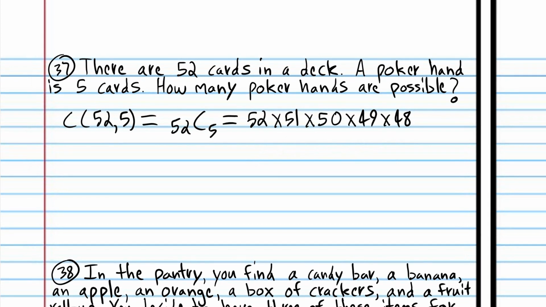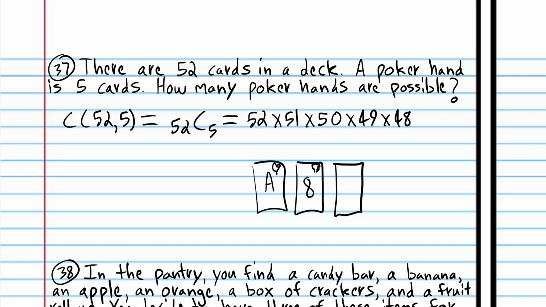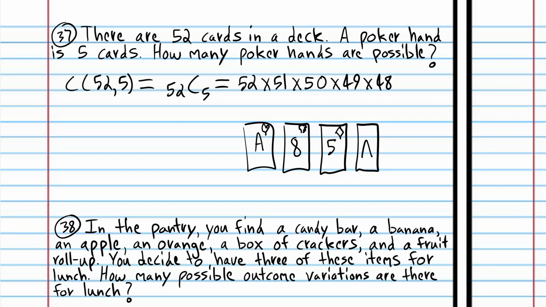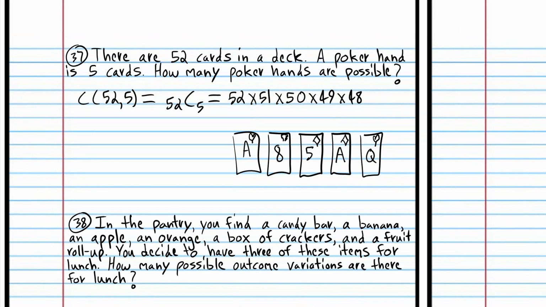But if you get a poker hand, let's say you get the ace of hearts, and let's say you get the 8 of clubs. I can't really draw that. I don't know what that looks like. And then you get a 5 of diamonds, and then you get the ace of diamonds, and then you get a queen of hearts. So let's say that this is your poker hand.